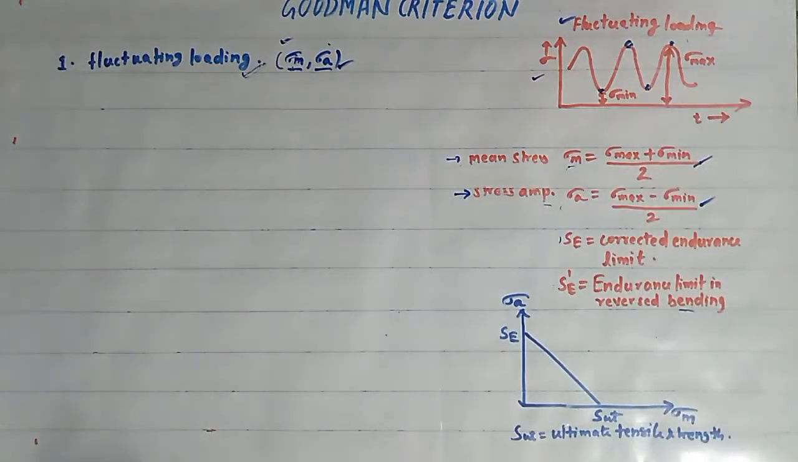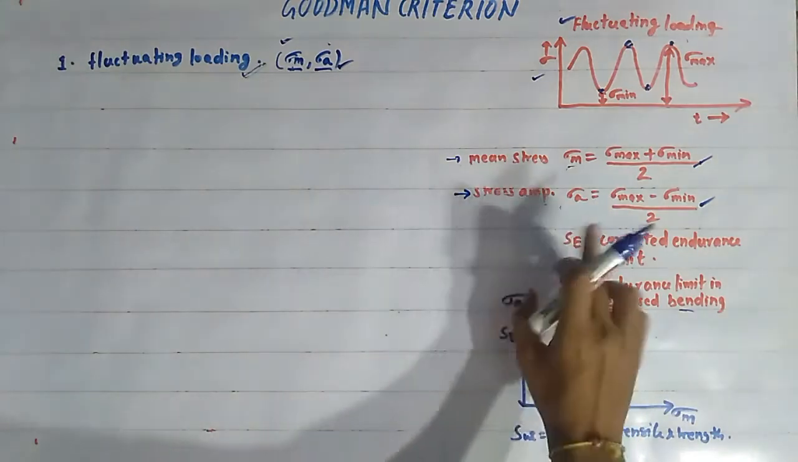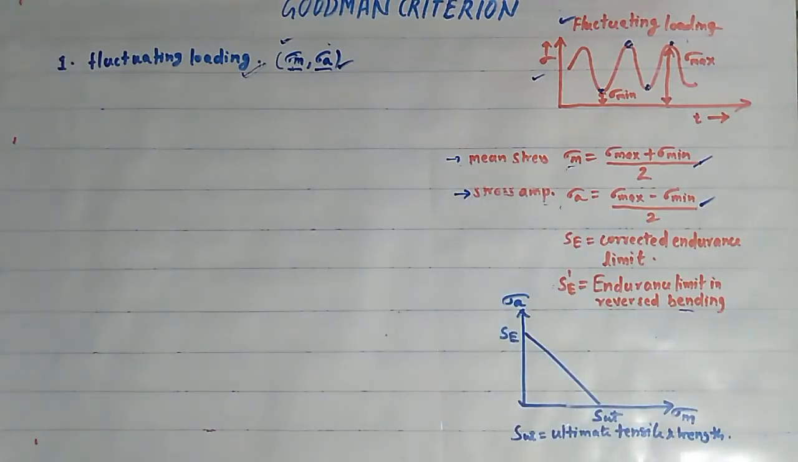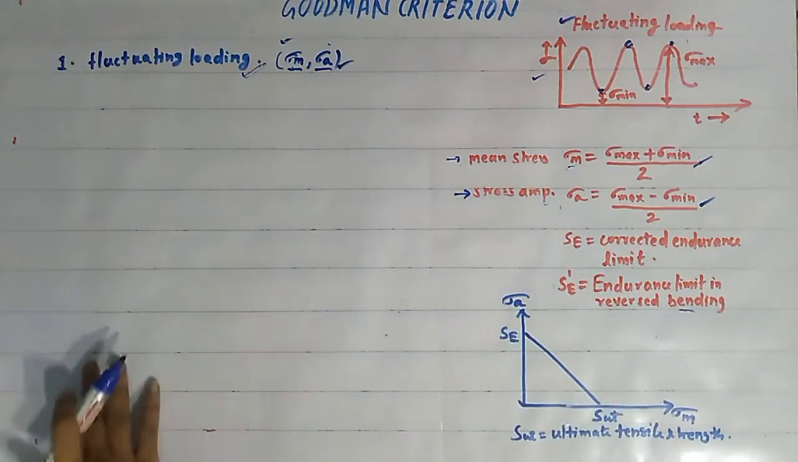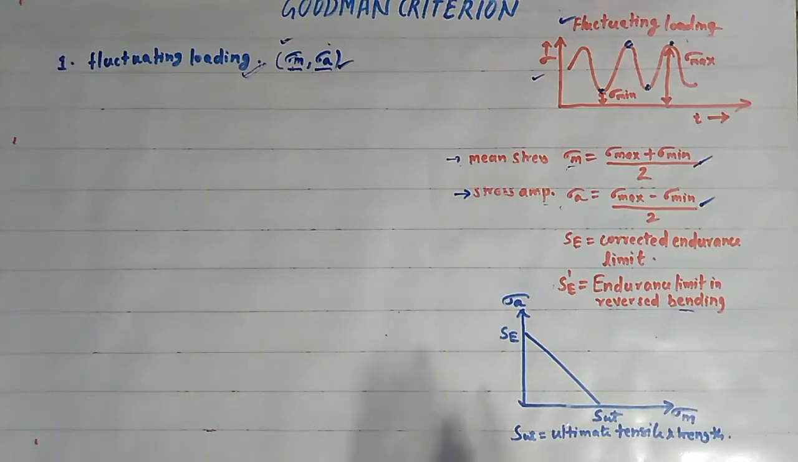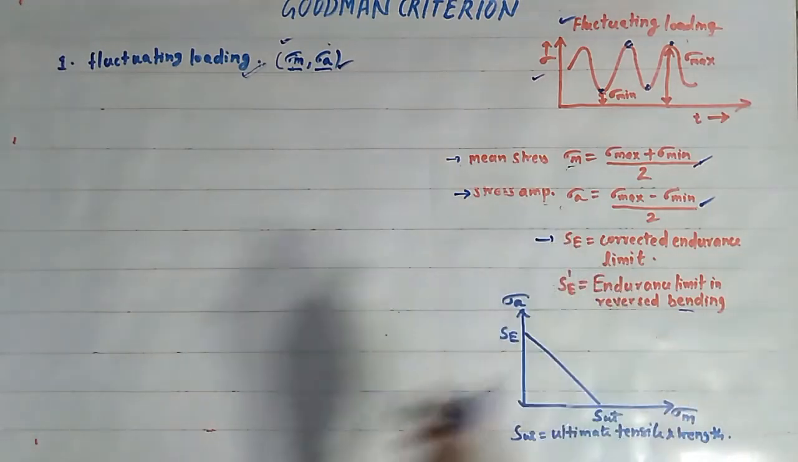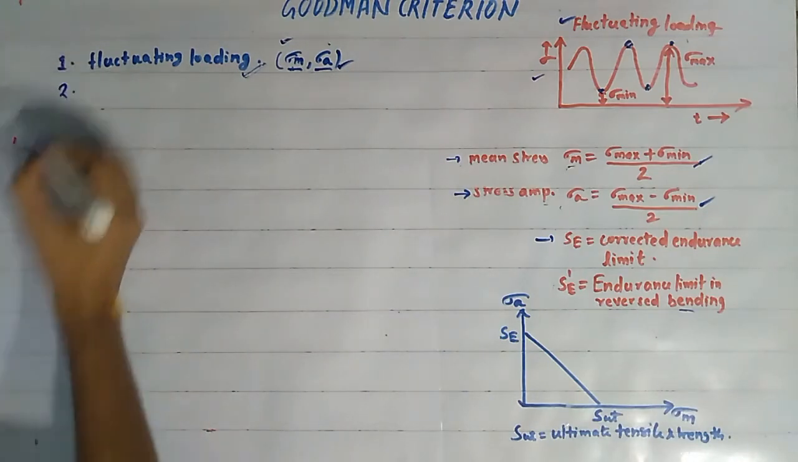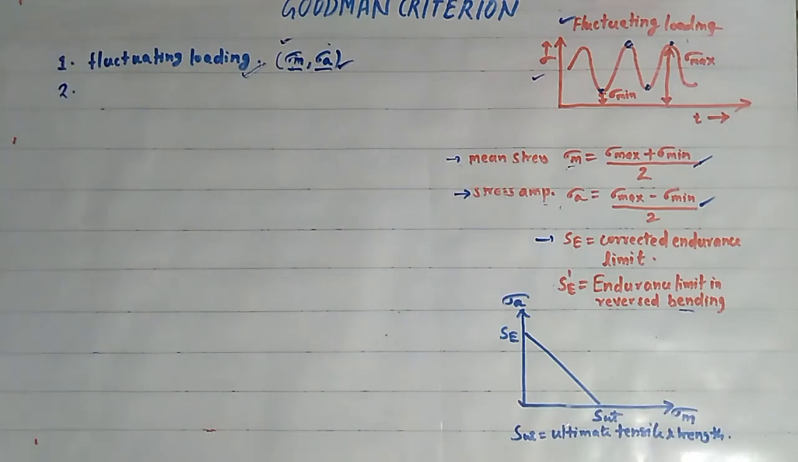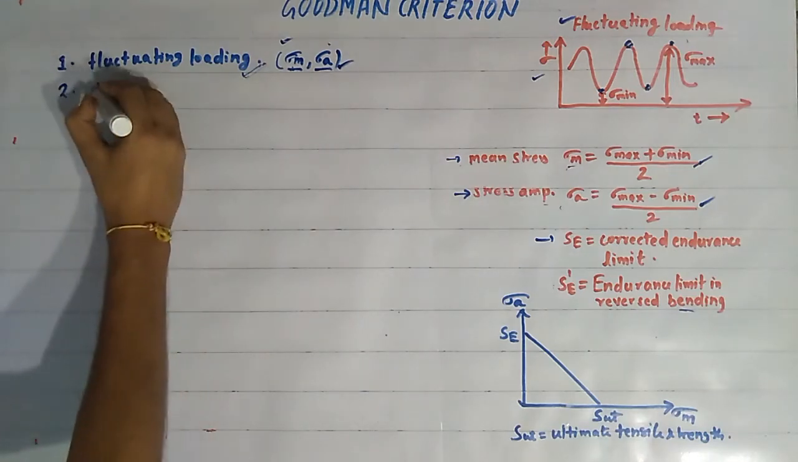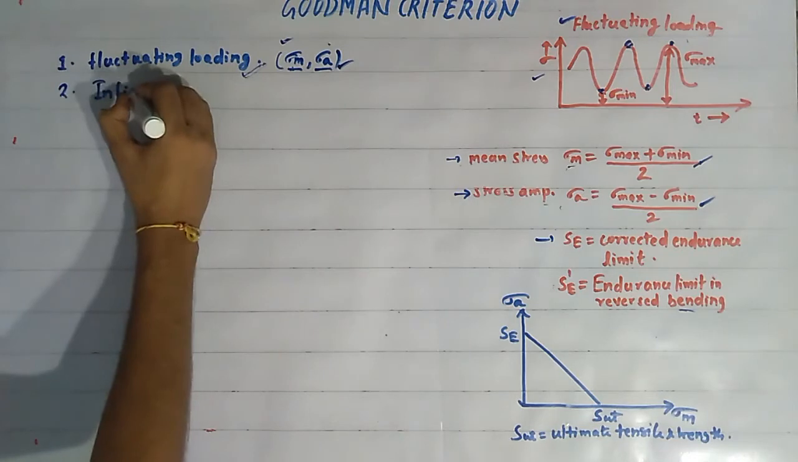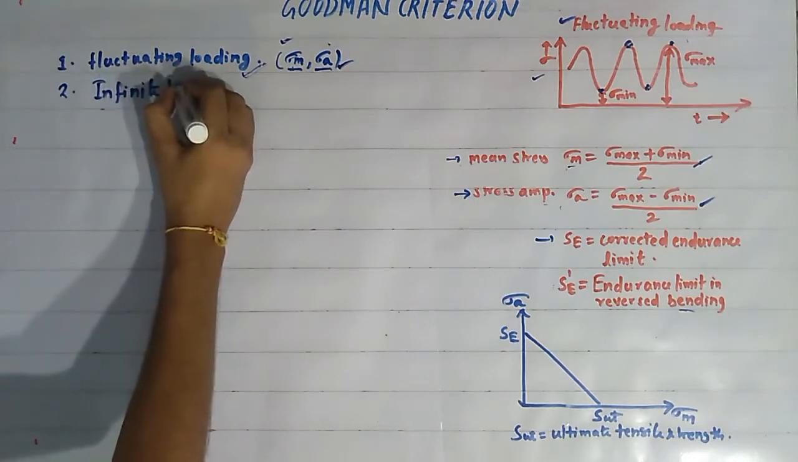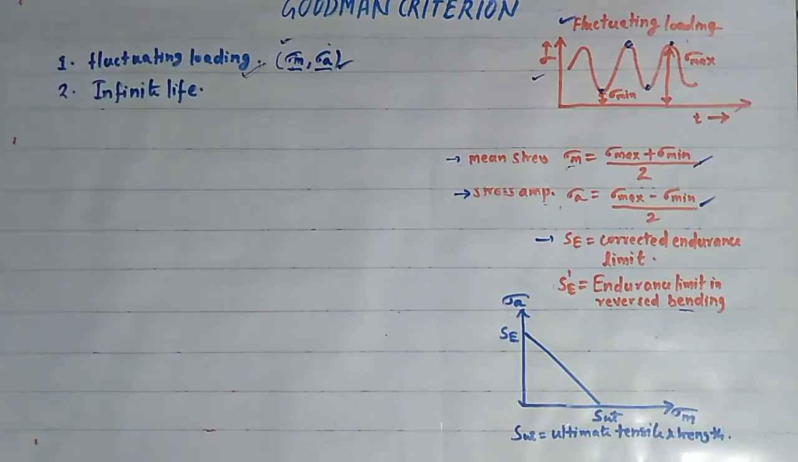So you have to be familiar with these particular terms, sigma m and sigma a, before going into detail about this topic. So friends, another thing that we have to keep in mind is that the Goodman criteria is used whenever there is infinite life, that is, we are designing for infinite life. Whenever we are designing a component for infinite life, then we will use the Goodman criteria of failure.